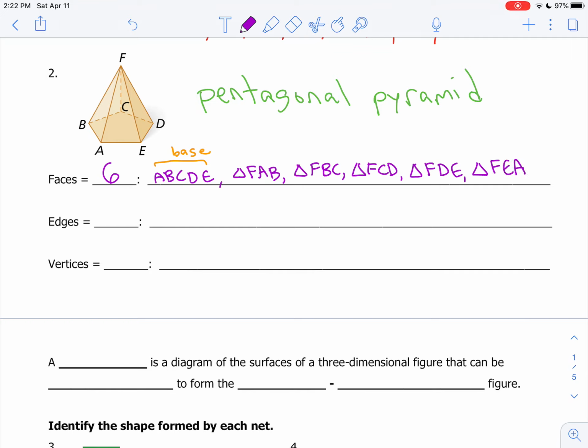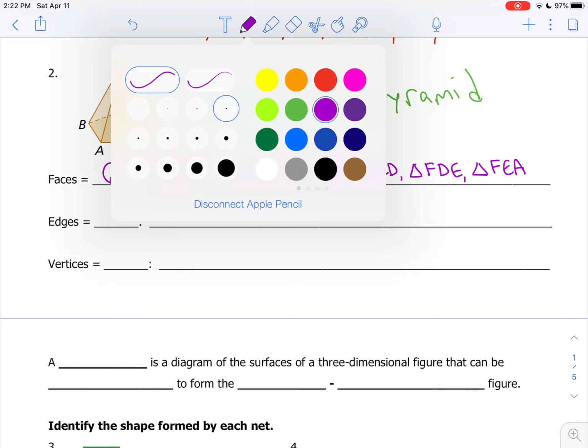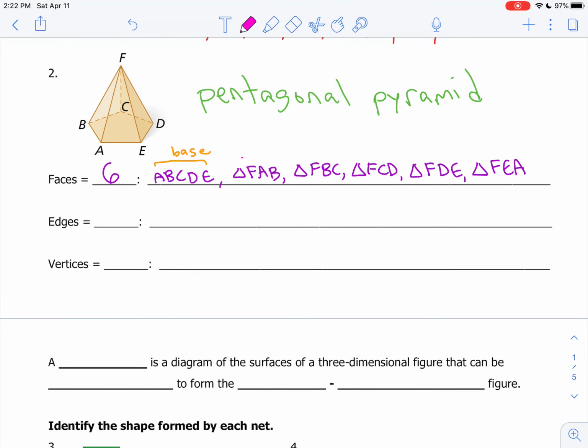All right, so that's the base. And those triangles, let's go pink, are called lateral faces. Lateral means side. Like in Spanish, we say lado, L-A-D-O. Lateral faces.